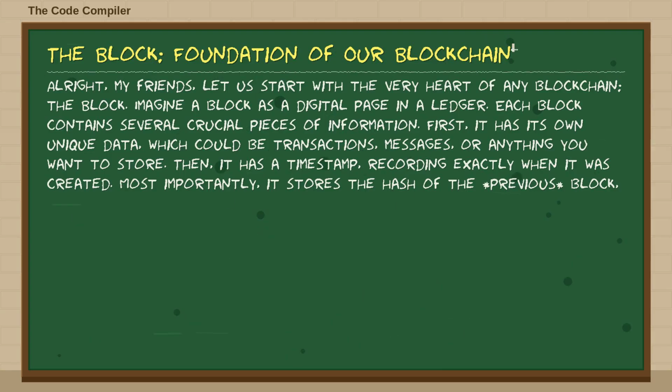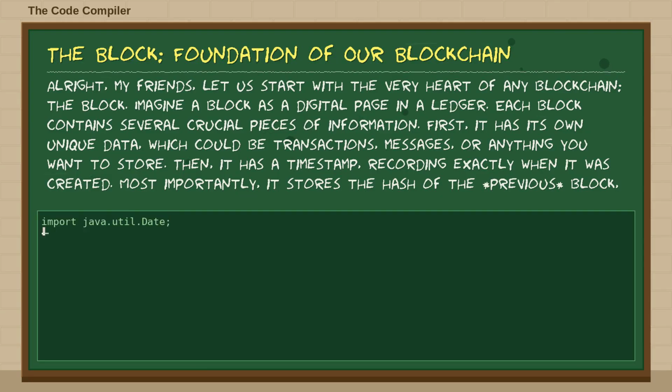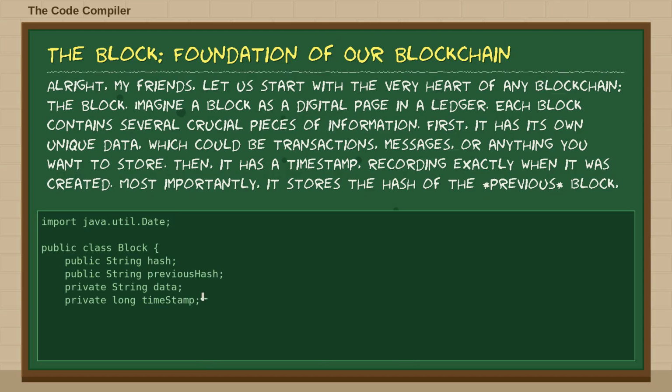This hash acts like a digital fingerprint. If even a single character in the block's data changes, its hash will completely change. For our Java implementation, we will create a block class with these fields: data, timestamp, previous hash, and current hash. This class will be the blueprint for every block in our chain. It is simple yet foundational.